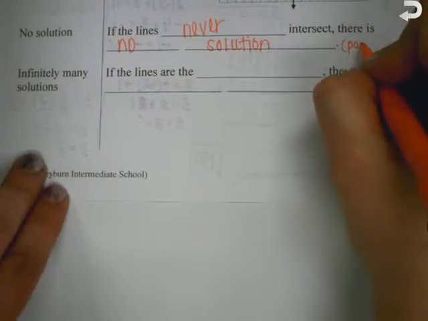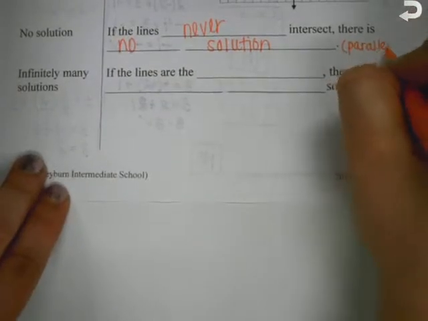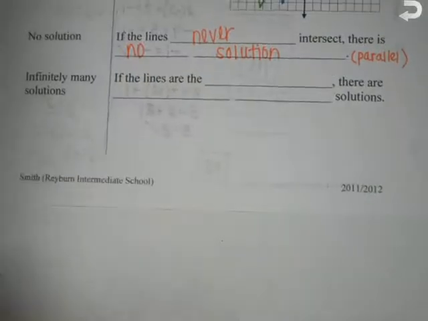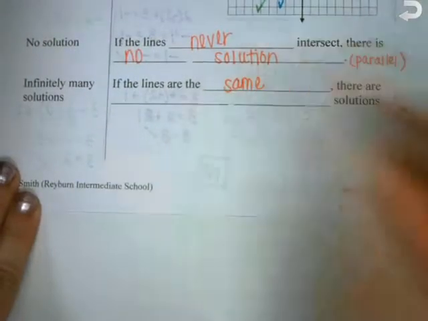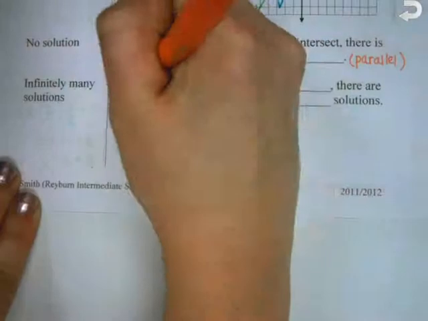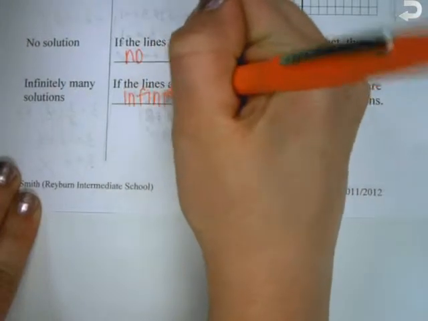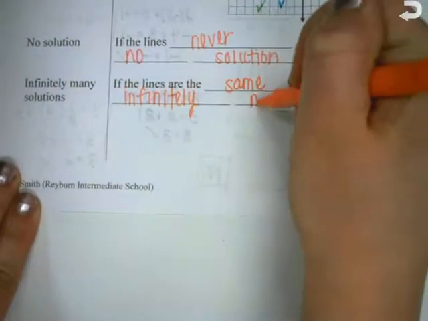Any ideas as to when there would be infinitely many solutions? Matthew? If the 2 lines were the same, because they'd be right on top of each other, right? Every single point intersects. Okay, so if the lines are the same, there are infinitely many solutions. If they are parallel or never intersect, there are no solutions. Okay?